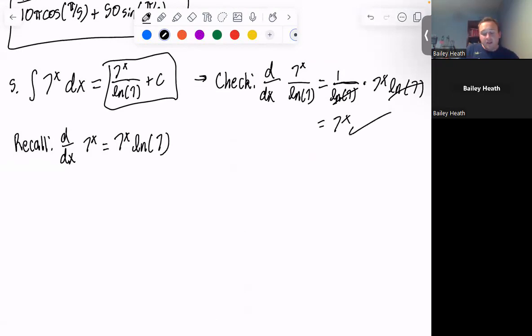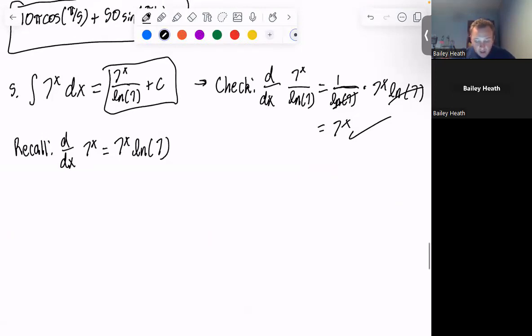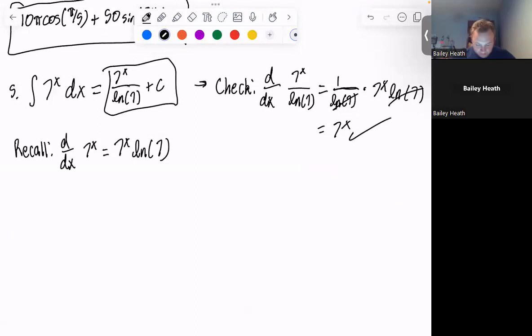Okay, so basically we need to divide by this ln of 7 to cancel out with the ln of 7 that you would multiply by when differentiating. I hope that makes a bit of intuitive sense. There is a way that you could do this maybe a bit more rigorously using a u substitution, but it would get rather complicated. And so I think it's worthwhile in this case to understand this intuitive idea. I think that will perhaps be helpful.